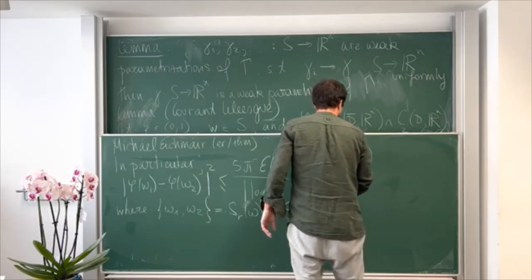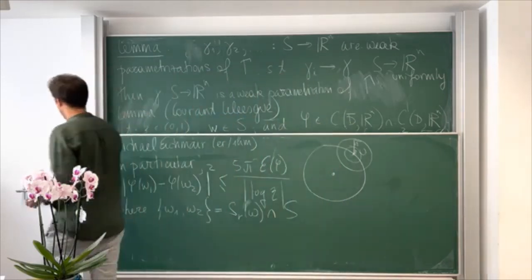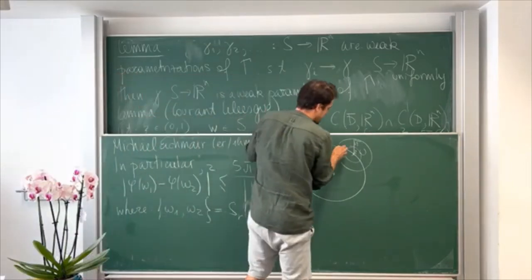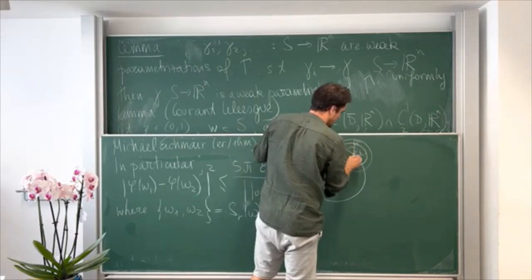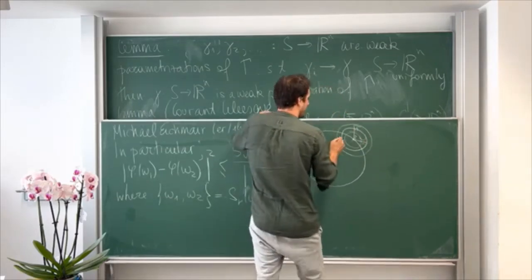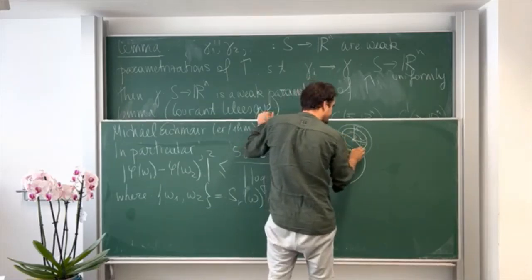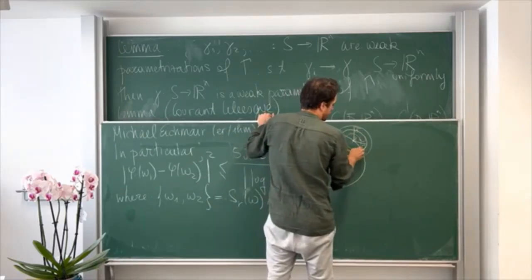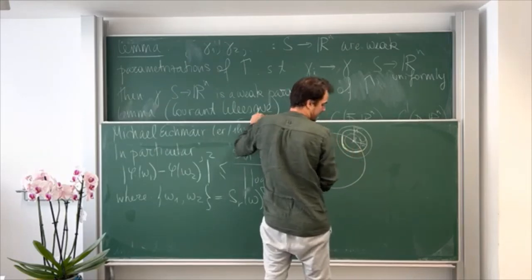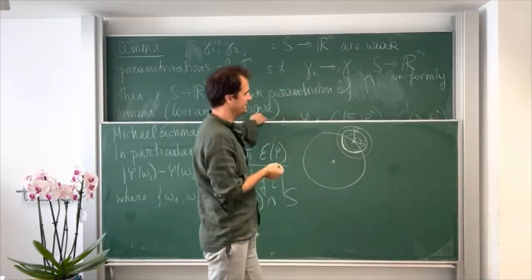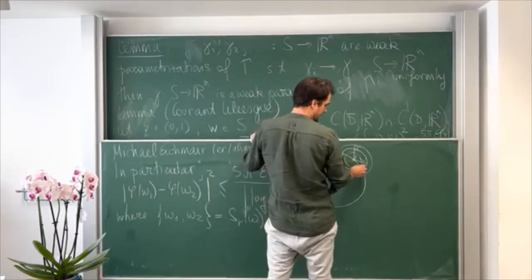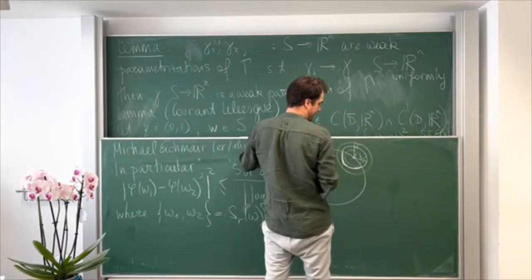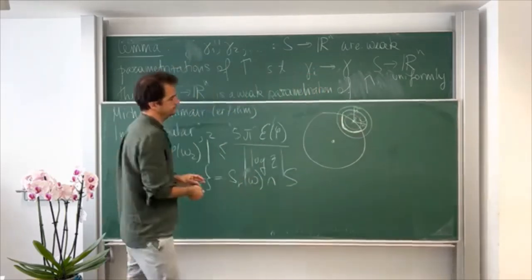Square root of eta, this would be eta, and somewhere in between, this lemma gives something less than r, such that when I integrate the length of the gradient of phi along this segment, I have an upper bound.